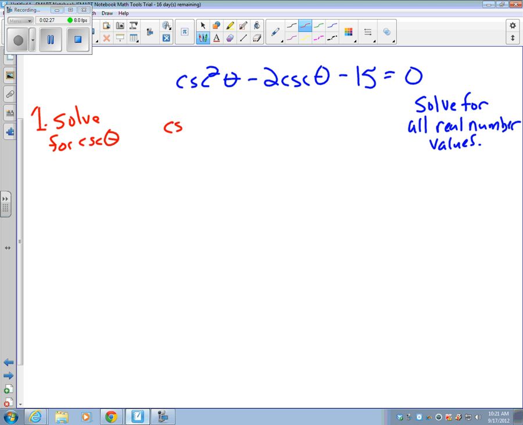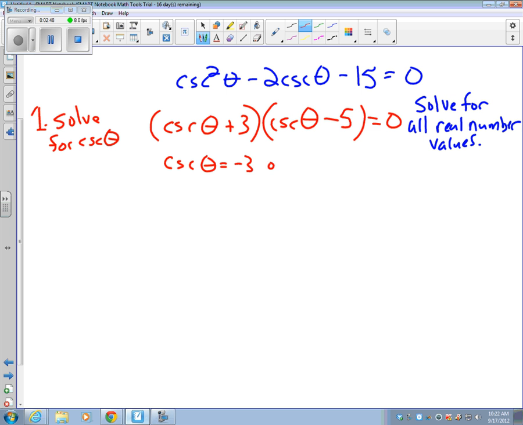Factor, good. Cosecant theta, cosecant theta. Don't forget the equals 0. Things that multiply to 15 that I can make a 2 out of: 5 and 3. The 5 will have to be negative, the 3 will have to be positive, right? Therefore, cosecant theta will equal negative 3, or cosecant theta will equal 5.